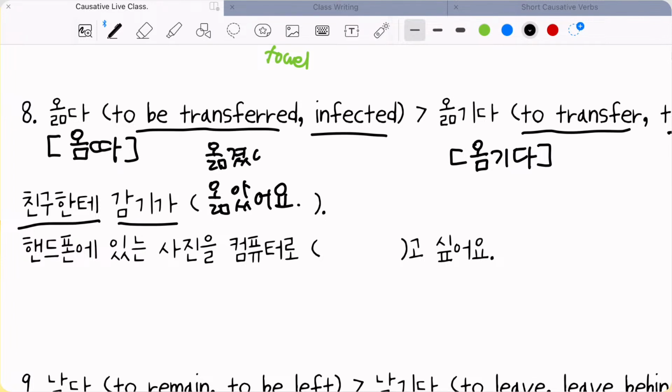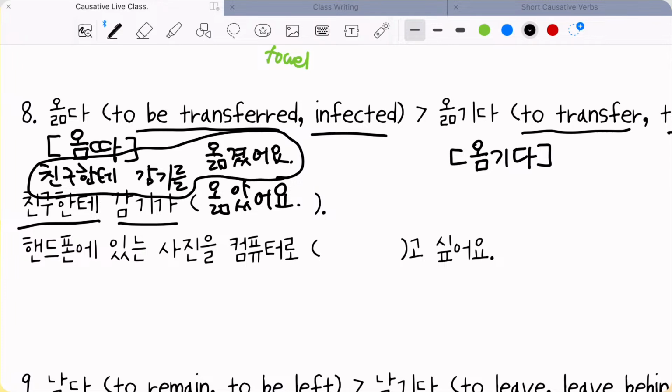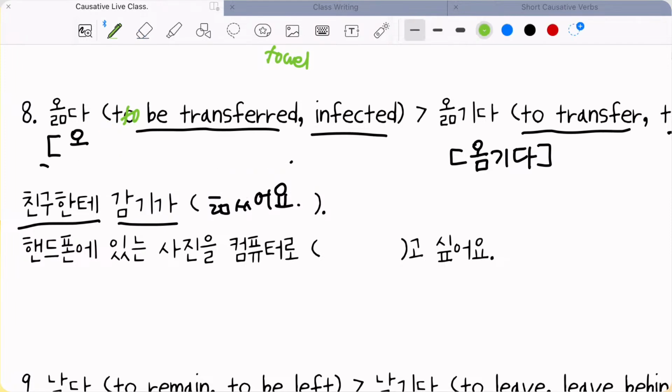And if you want to use 옮겼어요, sentences like this would make sense. You could say 친구한테 감기를 옮겼어요. 친구한테 감기를 옮겼어요. And this would be a different sentence where you are the one that transferred 감기, cold, to your friend, right? So in this case, 한테 would mean to, and 감기 is the thing that you transferred, that you infected. All right, and the next one, this one is 옮았어요.